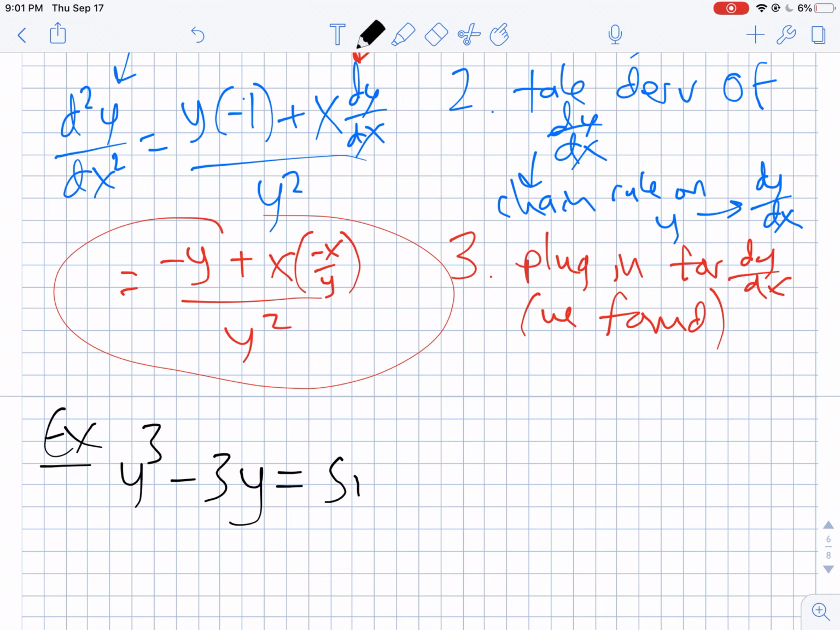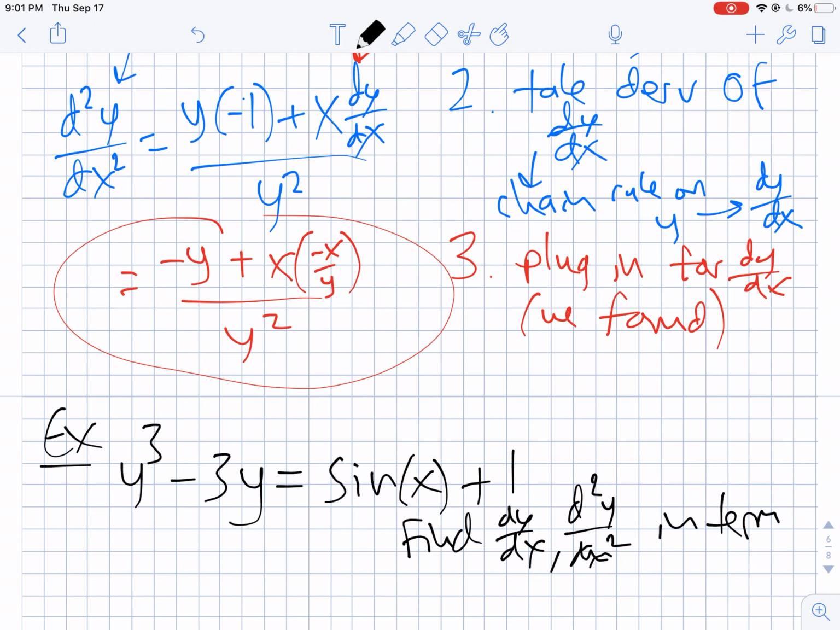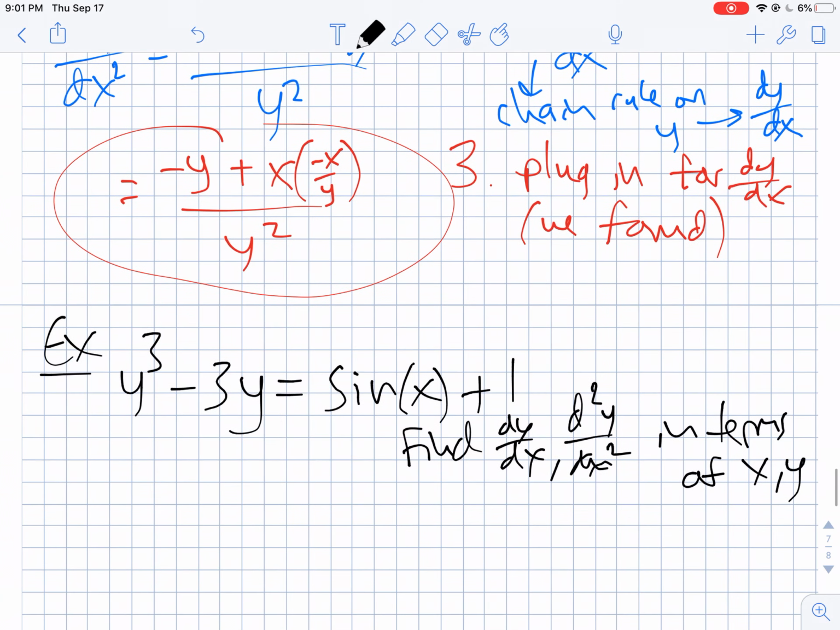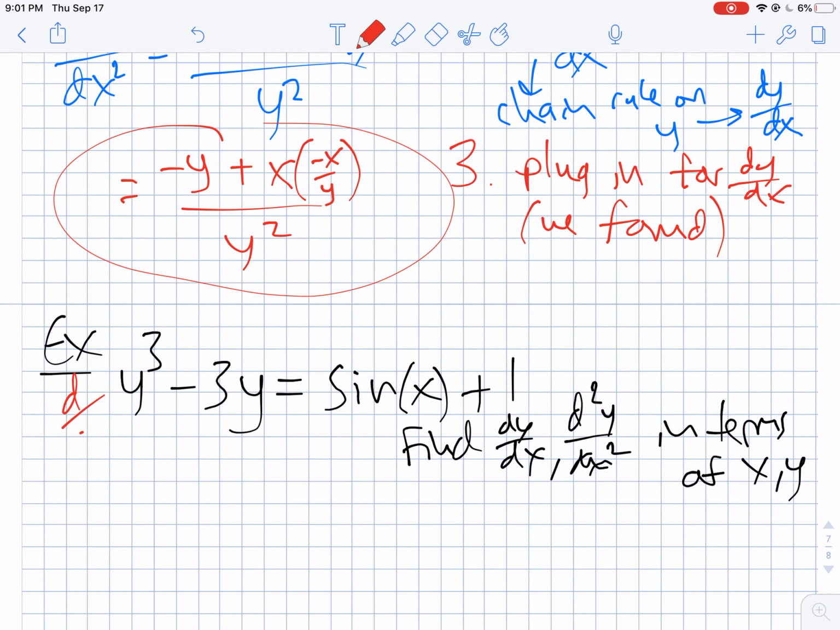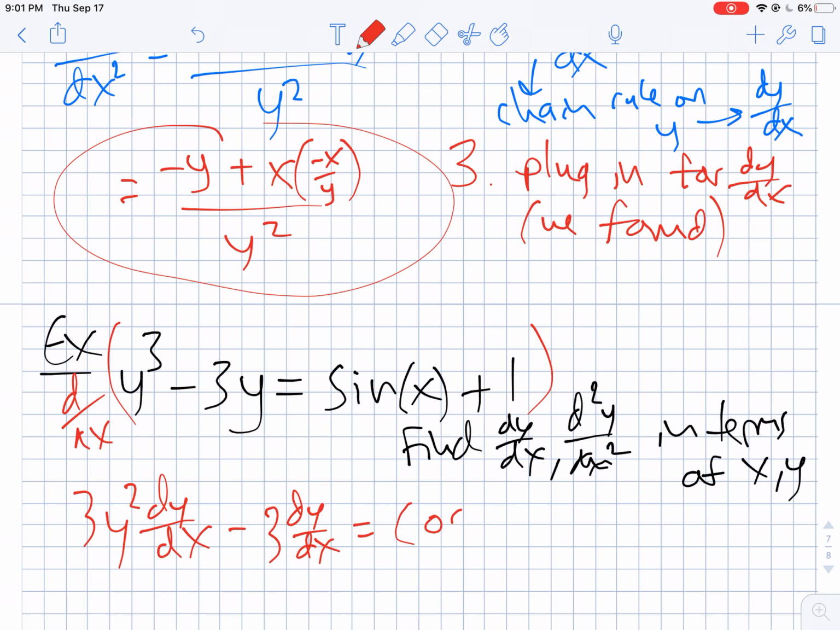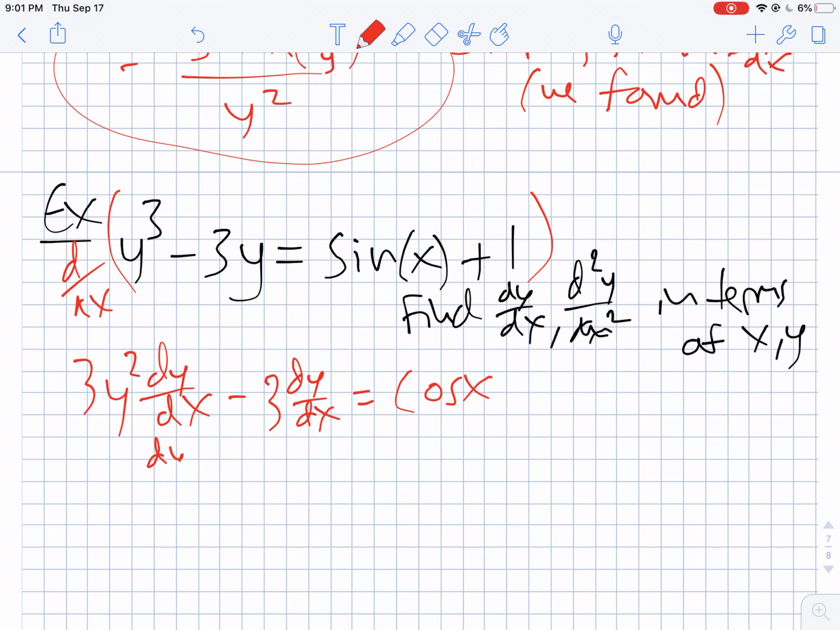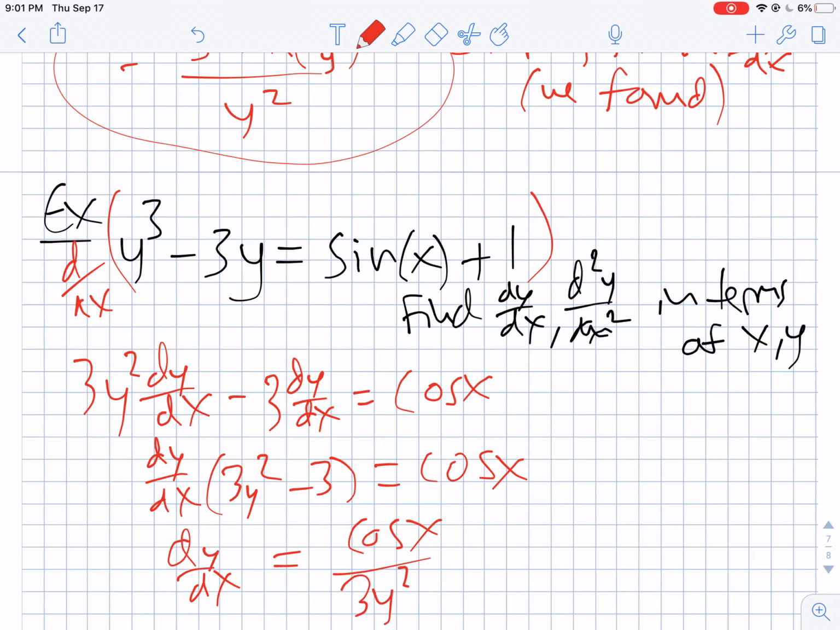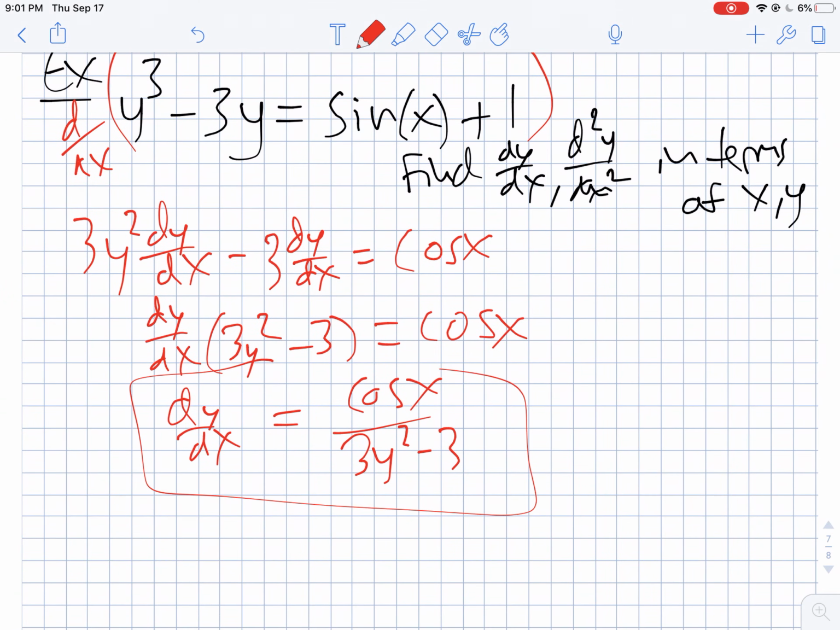So we have y cubed minus 3y equals the sine of x plus 1. And I'm going to ask you to find dy dx and d squared y dx squared in terms of x and y. Okay, so let's go ahead and take the derivative of both sides. So the derivative of y cubed is 3y squared times the derivative of y. The derivative of y, of course, is just dy dx. Derivative of sine x is cosine x. So I'll just factor this out quickly. So dy dx times 3y squared minus 3 equals cosine x. So that means that my dy dx will be cosine of x over 3y squared minus 3. That's my first derivative. So we're halfway done.